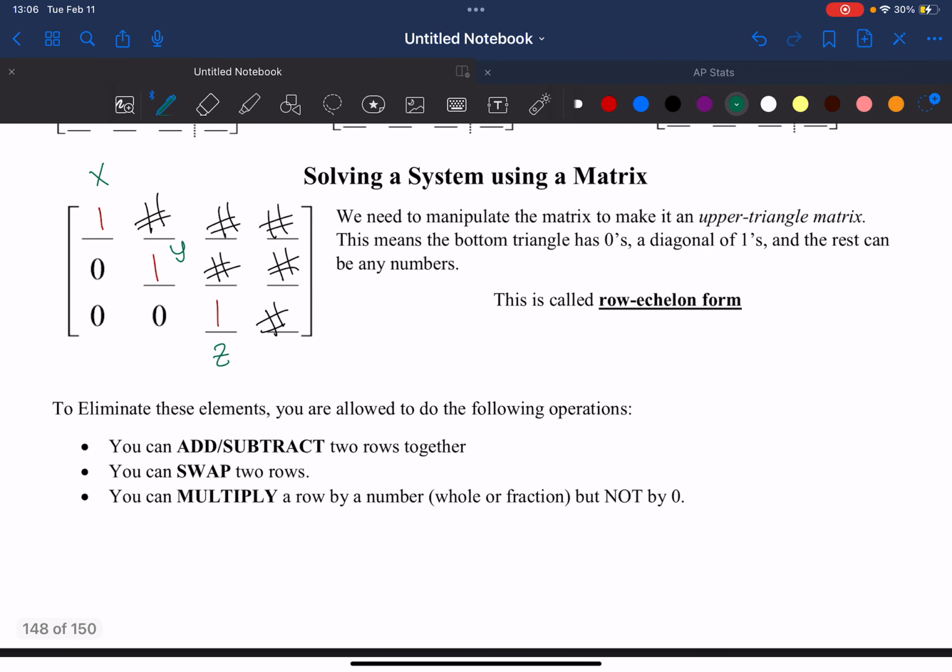To eliminate these elements, you're allowed to do the following operations. You can add or subtract 2 rows. Honestly, I just want you to add. It gets more confusing when you try to subtract. You can swap 2 rows. This is rare, you're rarely going to do this. And then you can multiply a row by any number, but not 0. These are your main ones. You're going to add rows together and multiply a row by something.